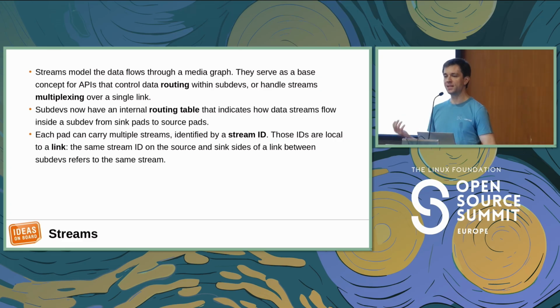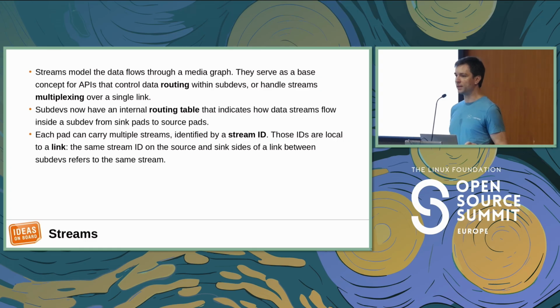So subdevs with this API now have an internal routing table. We had a graph with links between subdevs and an API in the media controller to be able to control those links, enable, disable them. Now we have an API to be able to set a routing table inside a subdev.